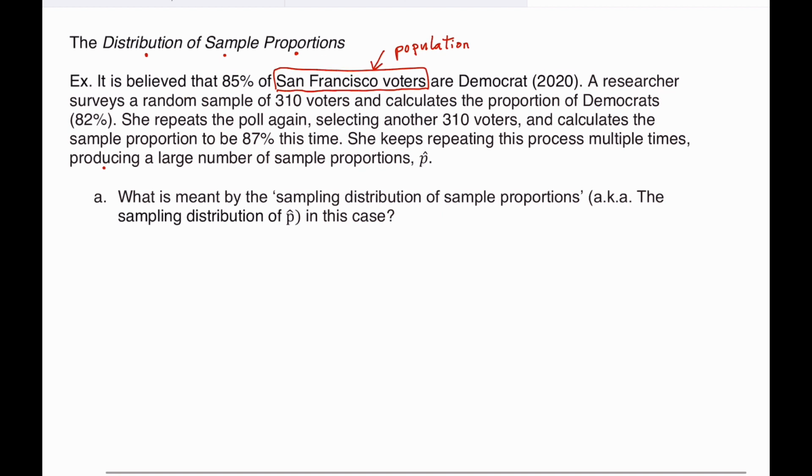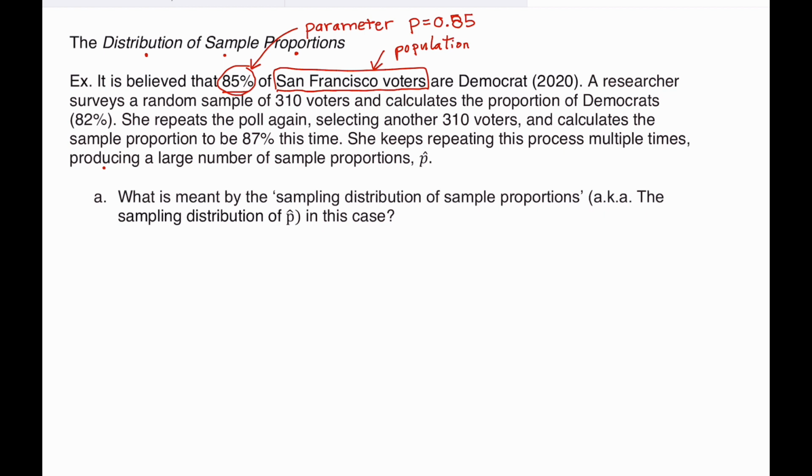My second question, just to warm us up, is the 85% that you see here, is that a parameter or is that a statistic? Okay, that is actually a parameter because it's a number that describes a population. And the correct notation we're going to use for that is just a p. p is equal to 0.85 or 85%.